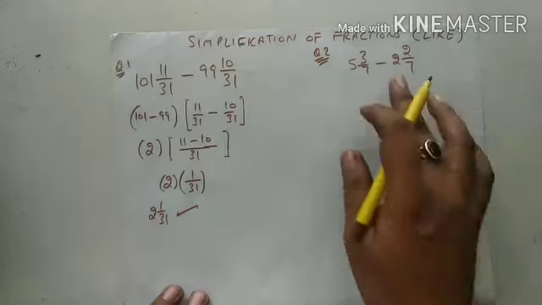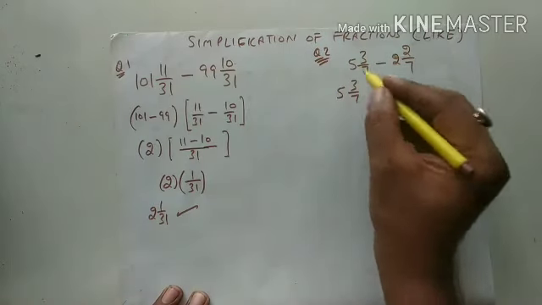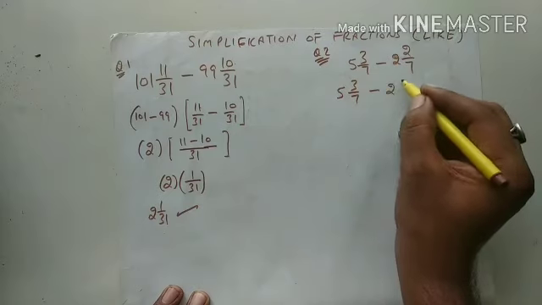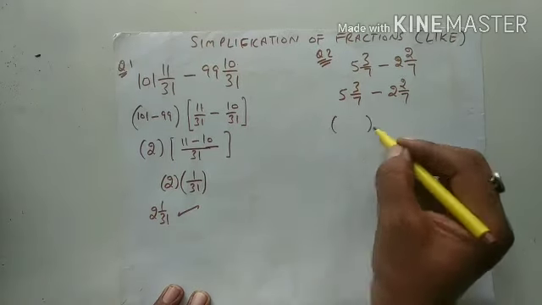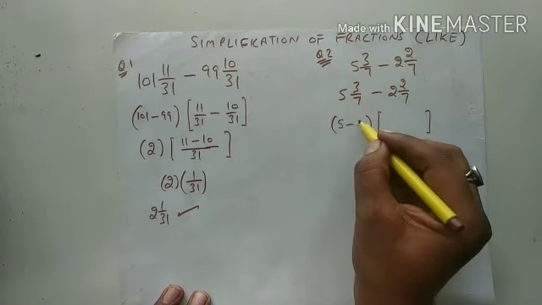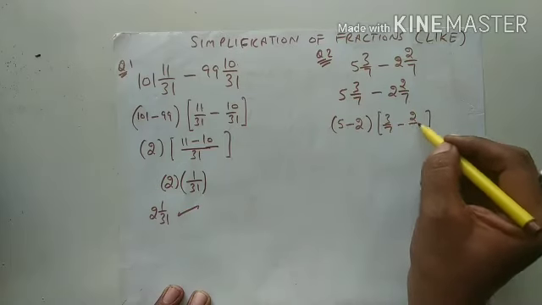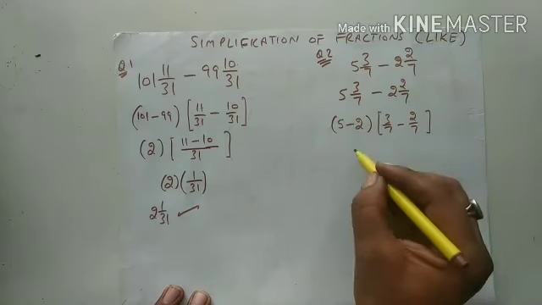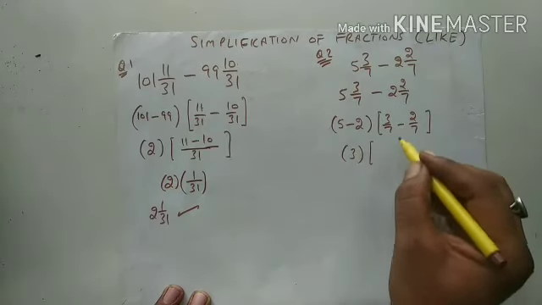Now we are on the second question. Here I am going to write this again, 5 and 3 by 7 minus 2 and 2 by 7. Okay, now 5 minus 2 and 3 by 7 minus 2 by 7. Okay, 5 minus 2, that is 3 and these are the like fractions.